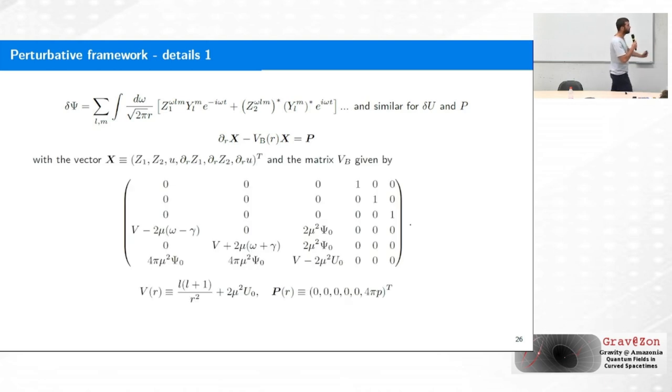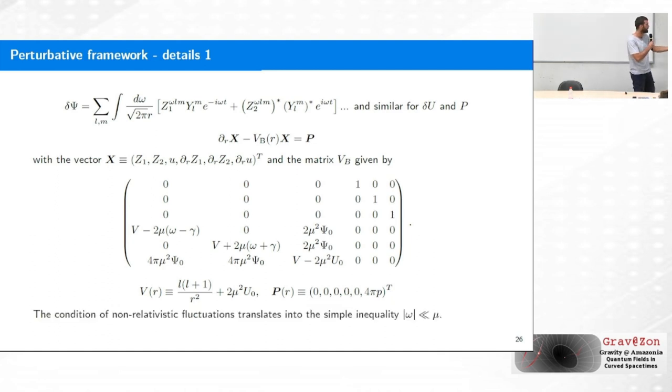Just as a recap, the equation for the perturbation that can be used even in other contexts can be written in this matricial way here. When you put that P is zero, you can find the quasi-normal modes by imposing boundary conditions and finding the only frequencies that give you regularity at the origin and the outgoing wave at infinity, so you can do a matching procedure. We don't do a matching procedure.